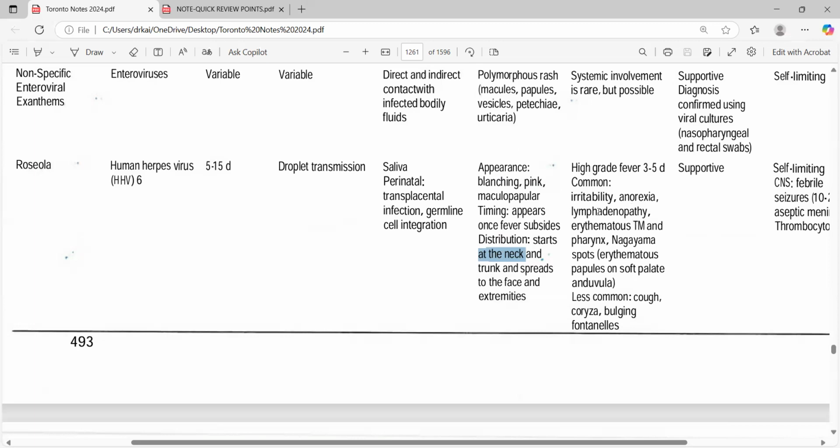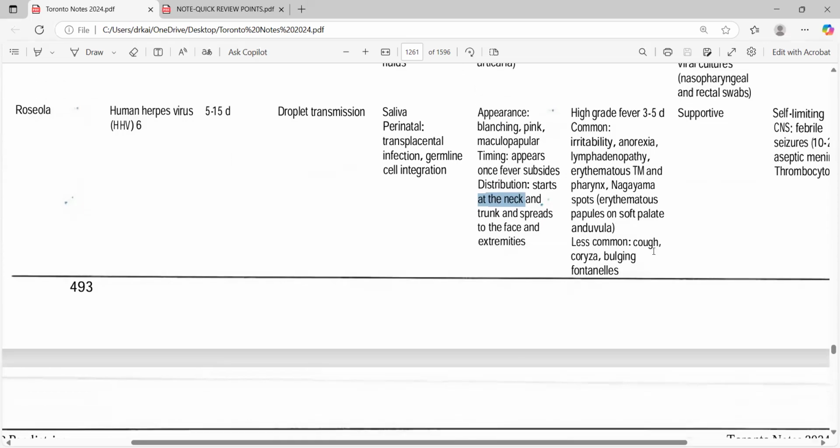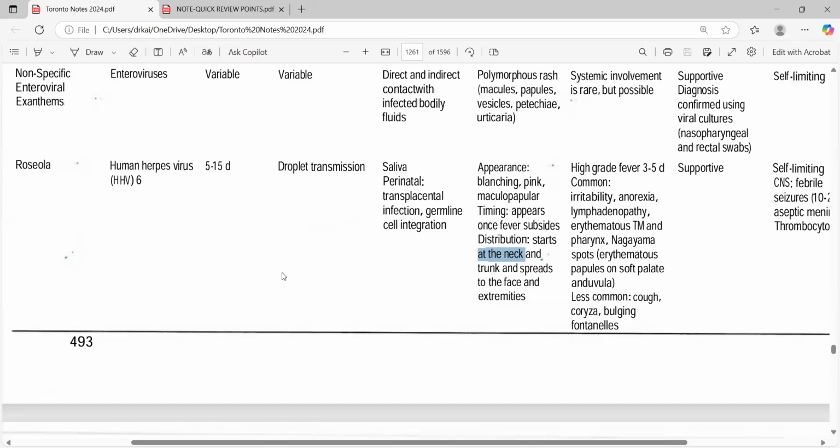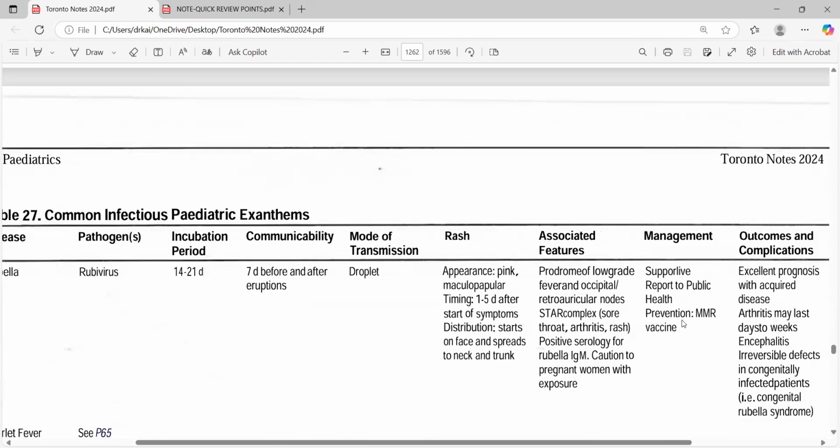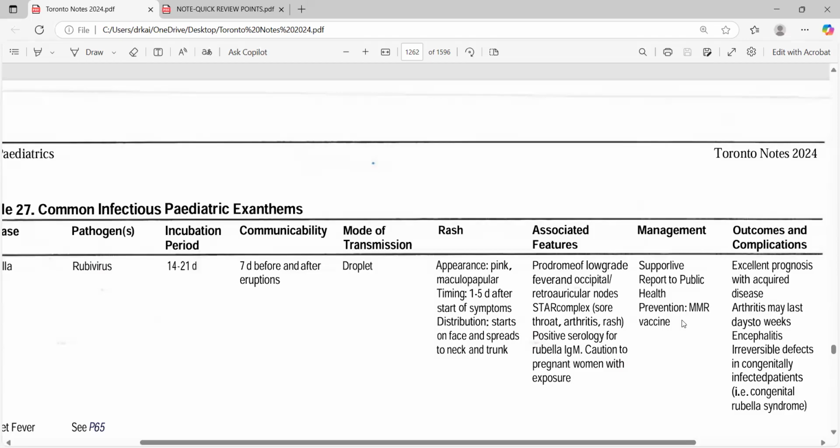Common features are irritability, anorexia, lymphadenopathy, coryza, and bulging fontanelle. This can also cause thrombocytopenia, and meningitis as you can see from the side. Then rubella is there. This is caused by the rubivirus. In this one, it's a good prognosis.